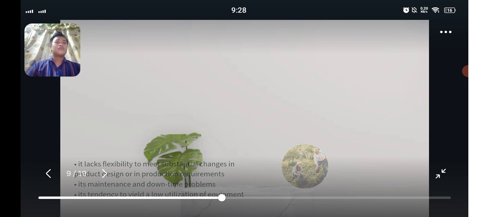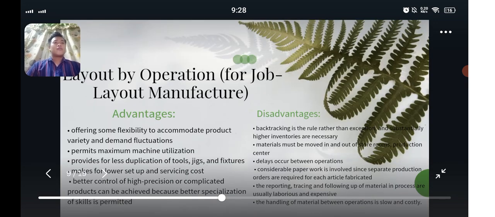So for the layout by operation, the advantages are offering some flexibility to accommodate product variety and demand fluctuations. The second one, permit maximum machine utilization. The third one, provide less duplication of tools, jigs, and fixtures. It makes for lower setup and servicing costs.